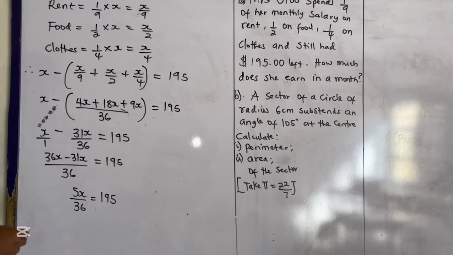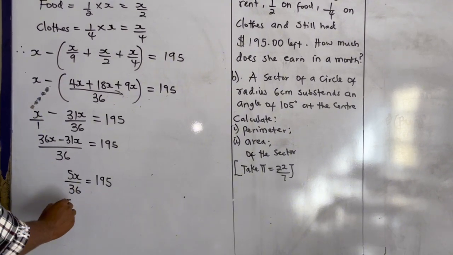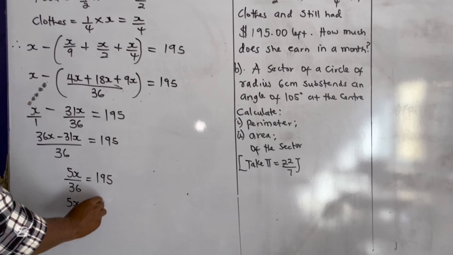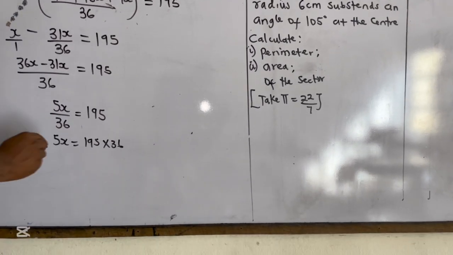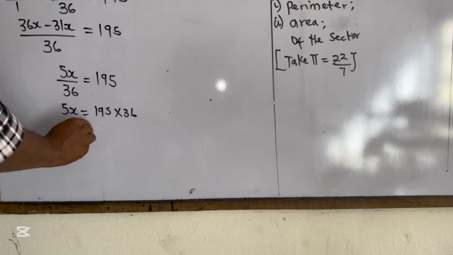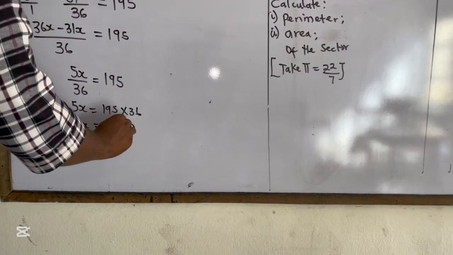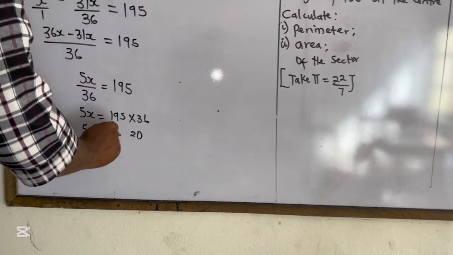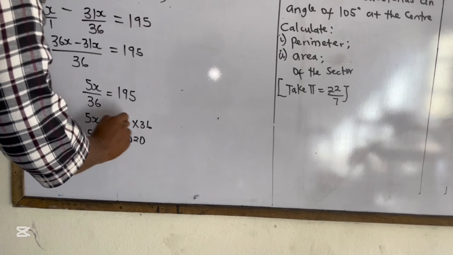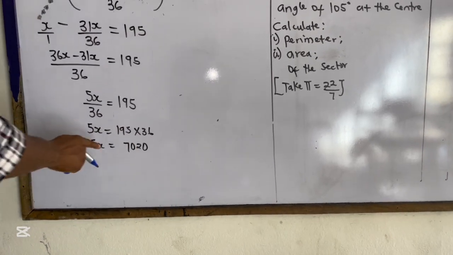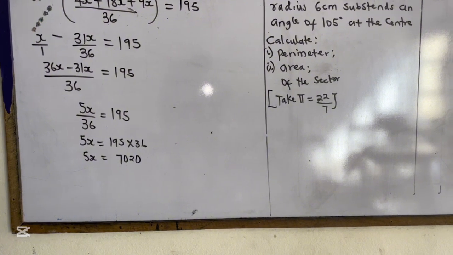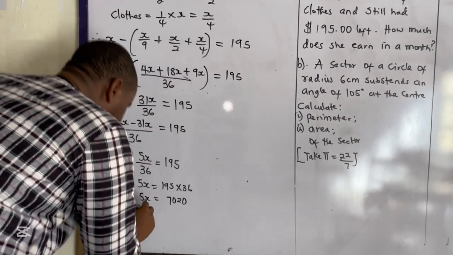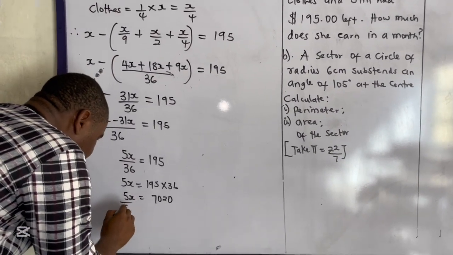So we are going to cross multiply. So we have 5x is equal to 195 times 36. So 5x will give us 7020. Alright, so in this case, I'm going to divide both sides by 5.